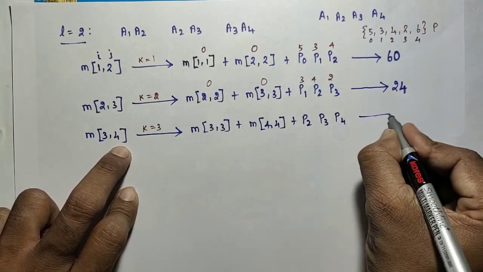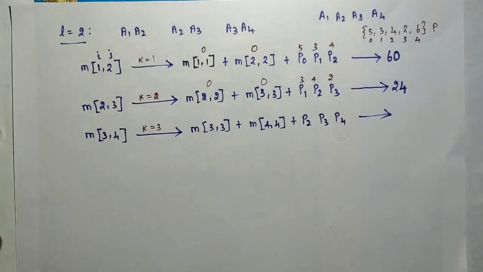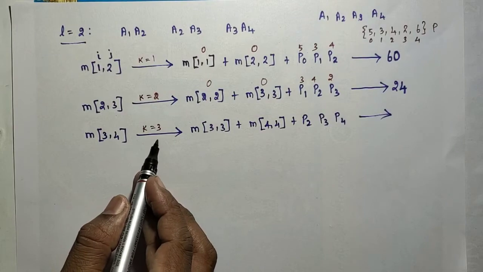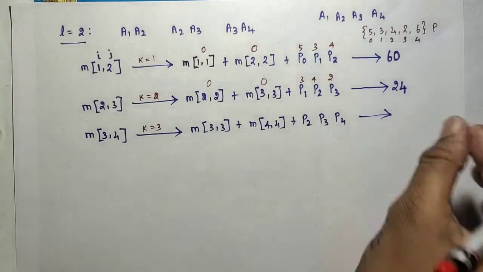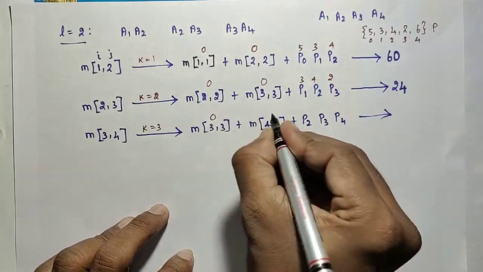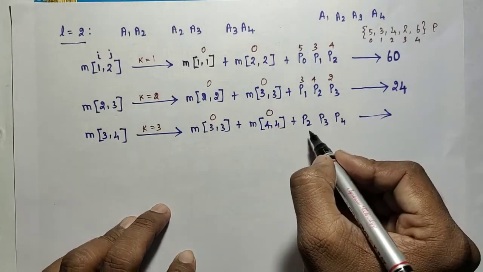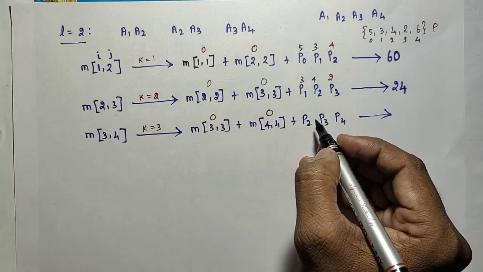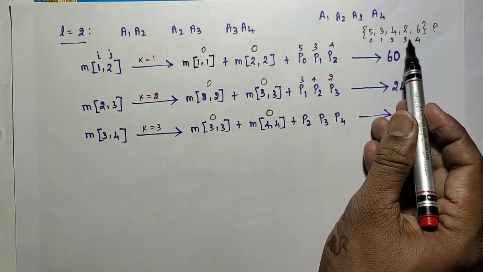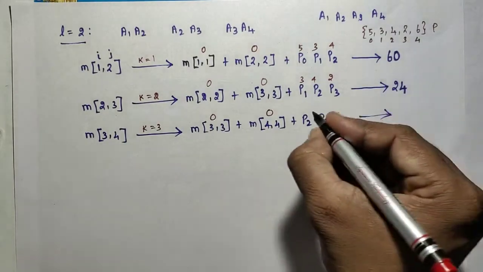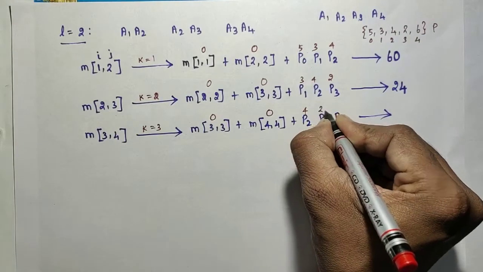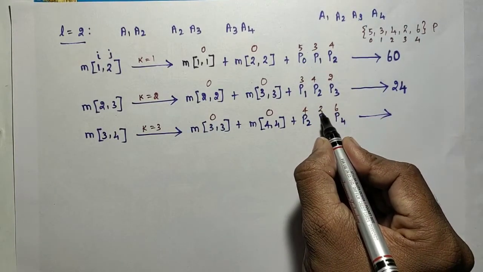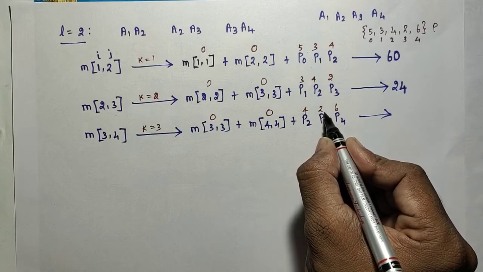So what is the number of multiplications needed? Here also there is only one combination, no more combinations for that k, only one option, so that needs to be the answer. So here 0 plus 0 and then p2, p3 and p4, that is 2, 3, 4. 4 is 2 and 6, so 4, 2 and 6. So that answer is 48.